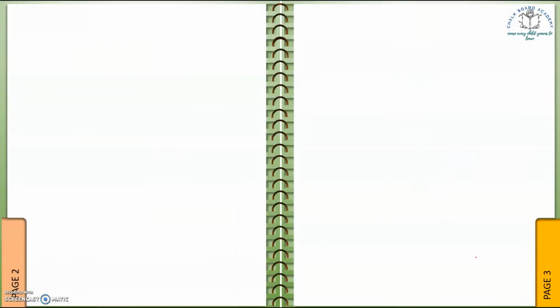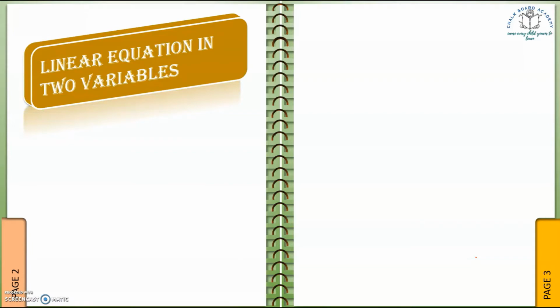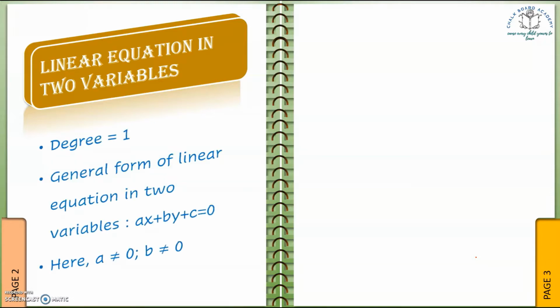The very first topic we are discussing here is linear equations in two variables. First understand what is a linear equation. A linear equation has degree 1. And when we are talking about two variables, they have more than one variable. In the general form, we see ax plus by plus c is equal to 0. Here we have two variables, x and y. Now we have three constants here, that is a, b and c.